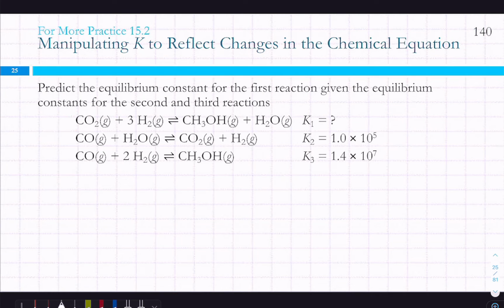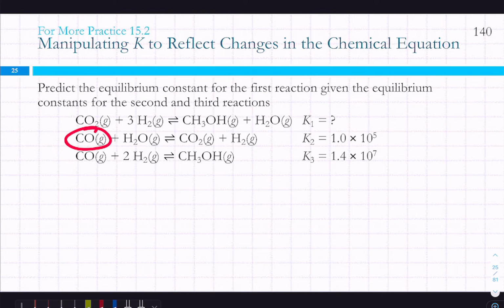So the first step is to look at the equations that you're given and say, how do I make these add up to that equation? I think the easiest thing to do first is flip any of them that need to be flipped, right? Because then you're looking at stuff that's on the correct side. And then you can go from there, multiplying by coefficients, to make all of the quantities line up. So do I need to flip either of our two given reactions? Yeah, the second one, right?